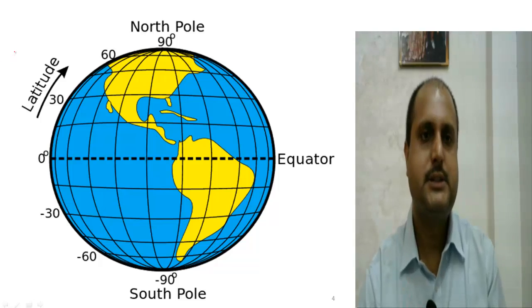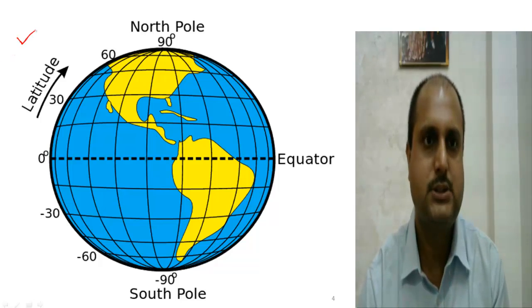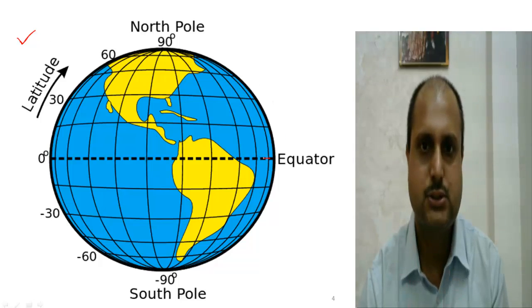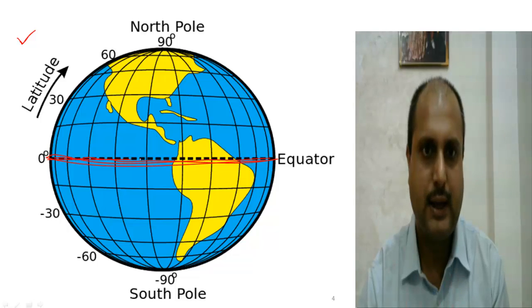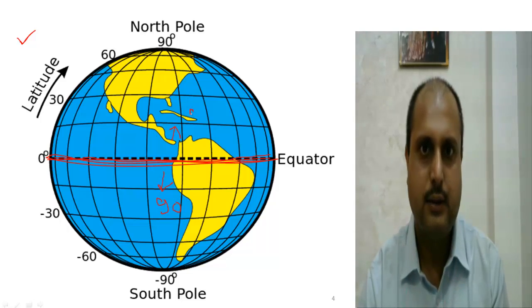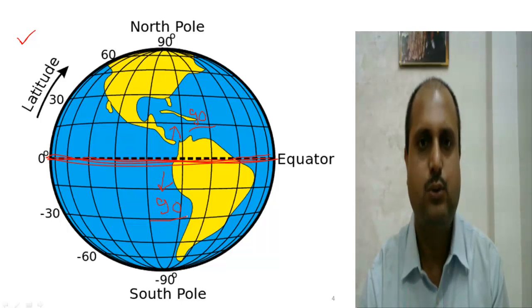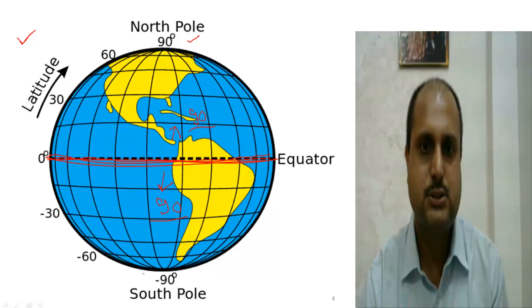Now let's look at this picture. In this picture you can see the latitude and the longitude. The equator is called the largest latitude. So the largest latitude on our globe or Earth is called the equator. At the south of the equator there are 90 latitudes, and at the north of the equator there are 90 latitudes. So 90 latitudes are located north of the equator as well as south of the equator. This is the North Pole and this is the South Pole.